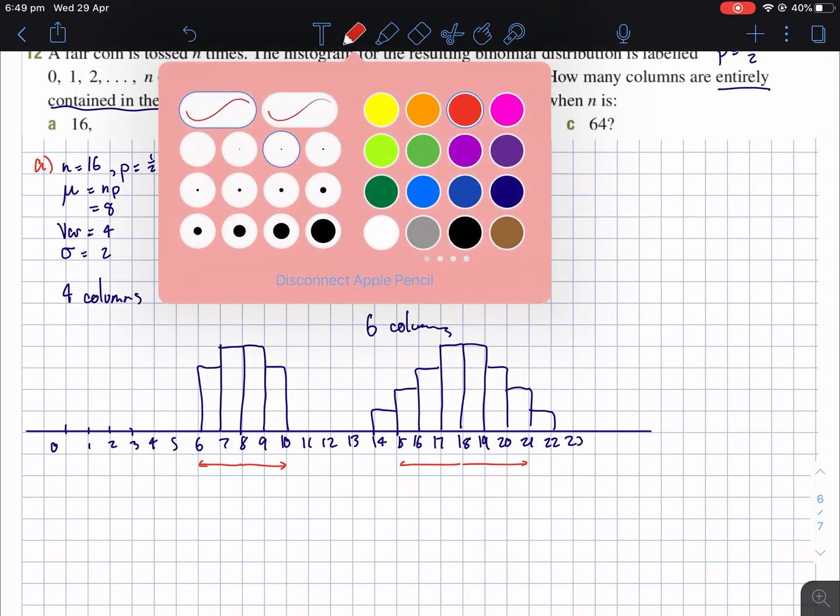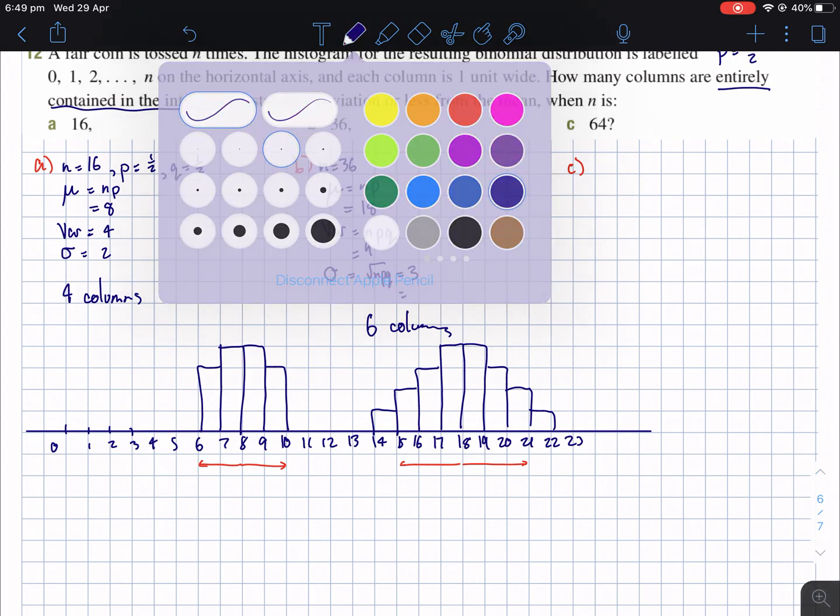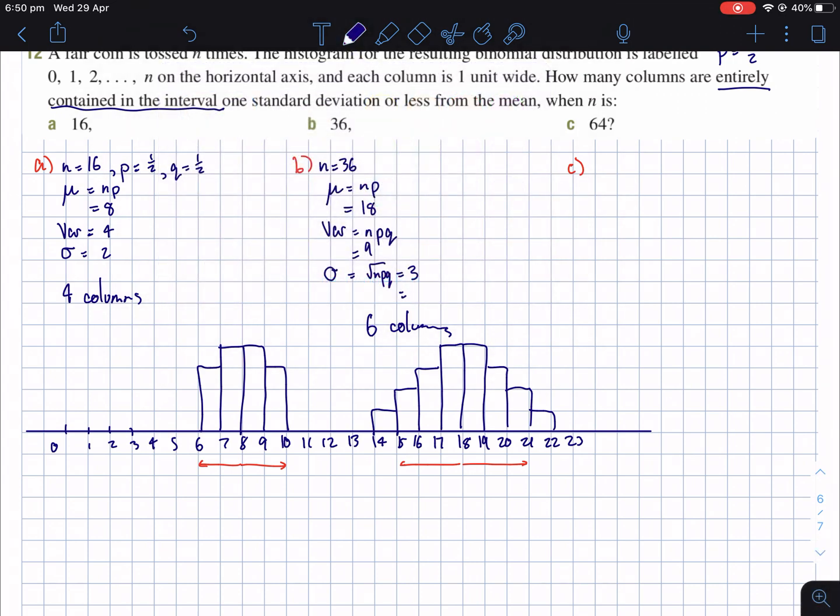Okay, and then for C, you're essentially doubling the standard deviation, so I won't even bother drawing the next one. So that'll be 64, so the average is 32, which means the variance is 16, standard deviation is 4, so it's 8 columns. Okay.